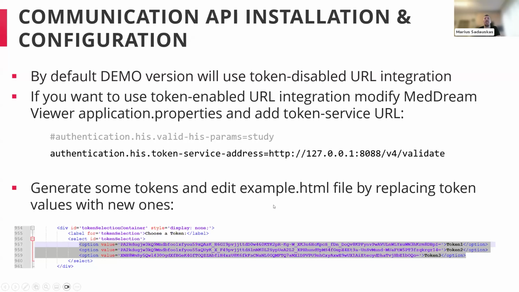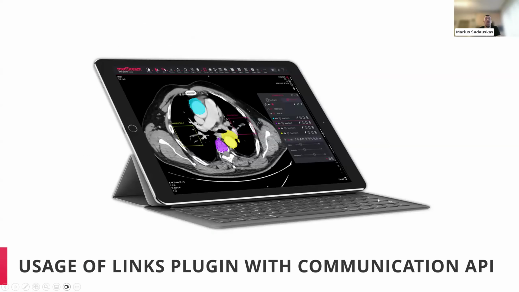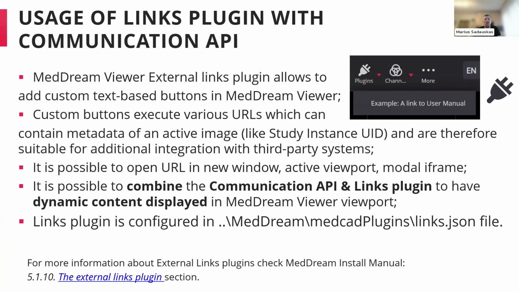Okay, now coming back to the slide. So, using the links plugin with this communication API. As you might know or not know, MedDream has this external links plugin, which on the MedDream toolbar can be found somewhere by default at the end. And there is this plugins icon, and it could have some links provided here.